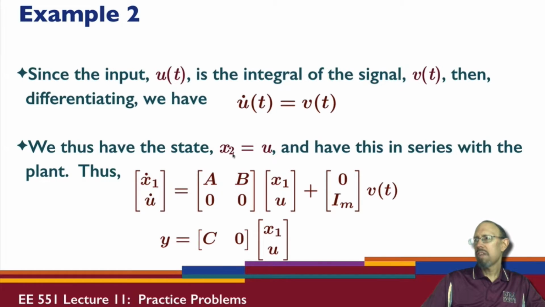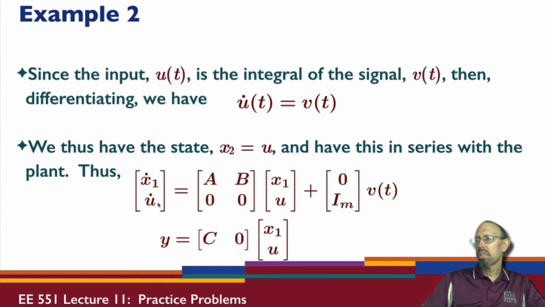And so we thus have this state that I can define, x2 as u, x2 dot then is u dot, and so I can put it in this form. And so I can form the overall state model this way. So x1 dot is equal to a1 x1 plus b1 times u, plus 0 times v. Okay, it's not a function of v. u dot then is a function of v, but it's not a function of x1 or u. And y is a function of x1 but not of u, and not of v.